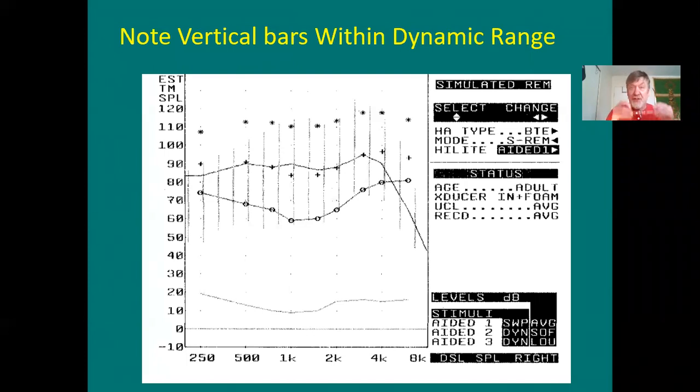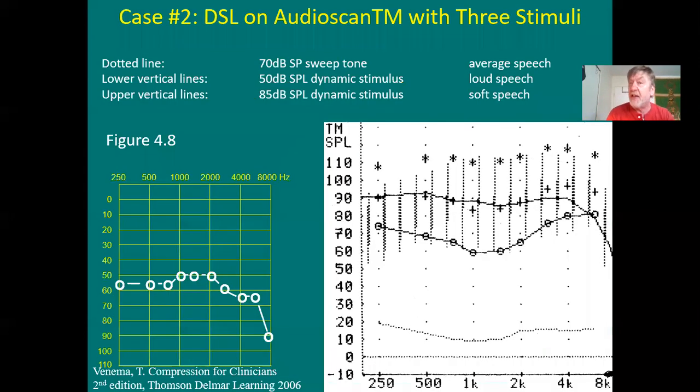And then what you would want is for some of the lines to hang around the thresholds. That meant you were making soft input speech barely audible. And then you'd have loud, and you would hope that the tops of the bars would never exceed loudness discomfort levels. Now you can see that they are, so there's a little bit too much happening here. But in all essence, once again, you're doing 3 measurements: one for average inputs, one for soft, and one for loud. And that's a lot of what we do in today's real ear.